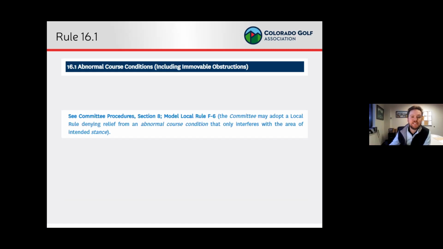And then the last thing says the committee may adopt a local rule denying relief from an abnormal course condition that only interferes with the area of intended stance. Doesn't happen that much. We've done it before with animal holes, maybe, like a lot of moles at Eisenhower Golf Course here in the area. They have some gophers or moles there that we've said, well, it's for live ball only, because if it was stance, a player could be 30 feet off the fairway and get stance relief, work it back to the fairway. So it doesn't happen a lot, but the blue text is usually pointing you back to the committee procedures and the model local rules in section 8 here.